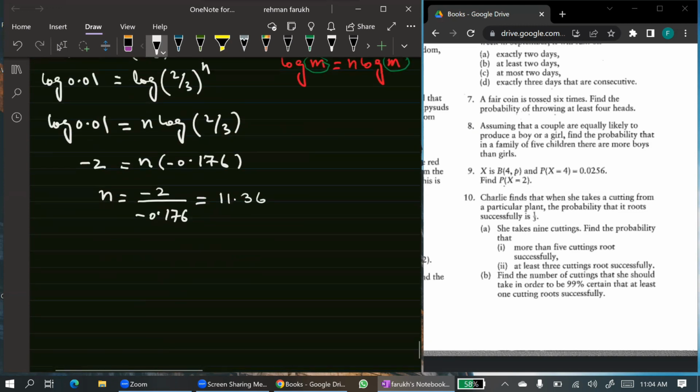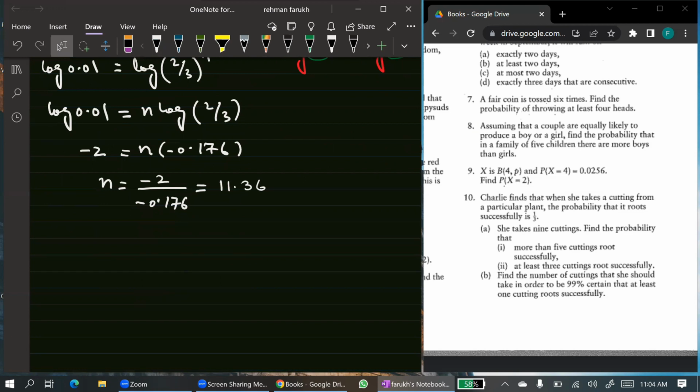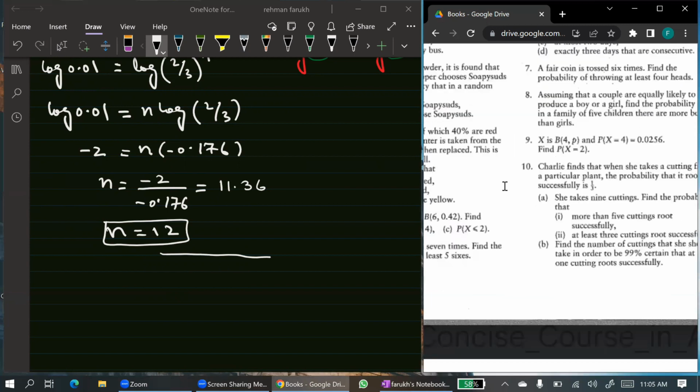Now, if the value of n is 11.36, then the probability is 99%. And if we will take 11, the probability will be less than 99%. We should be 99% confident. So we will take n is equal to 12. If we will take n is equal to 11, then the probability will be less than 99%. So we will take n is equal to 12. Now we will attempt question number 15.